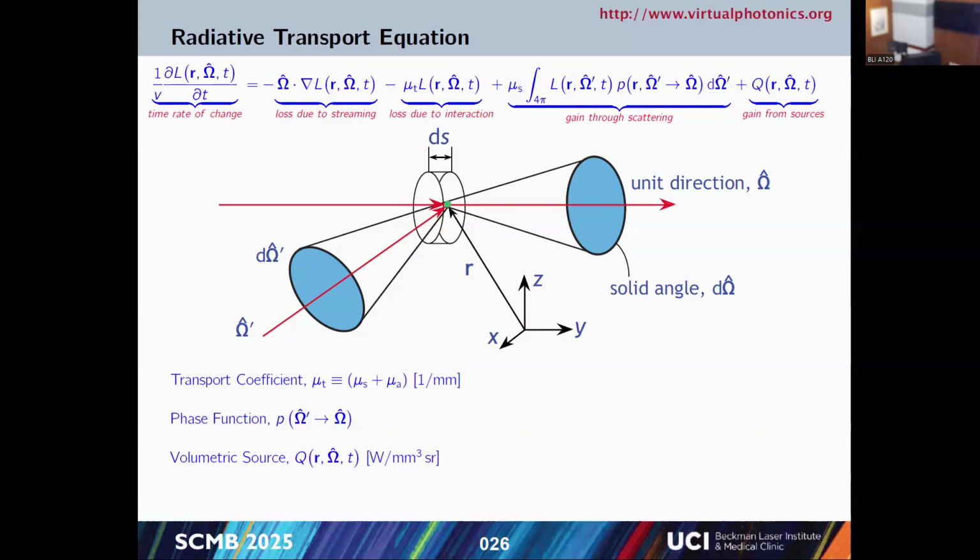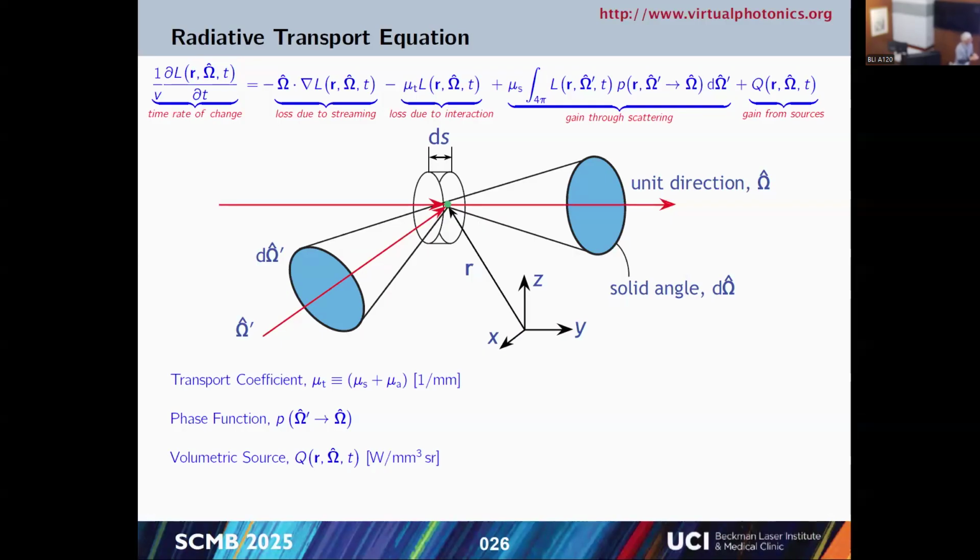Omega prime. And then, okay, if I have a certain amount of light coming in from omega prime and they come here, what is the probability that light traveling from omega prime gets scattered into direction omega? In our field, that's called the single scattering phase function. It has nothing to do with phase, it has to do with the angular distribution of light. It's a probability density function that lies on the unit sphere.